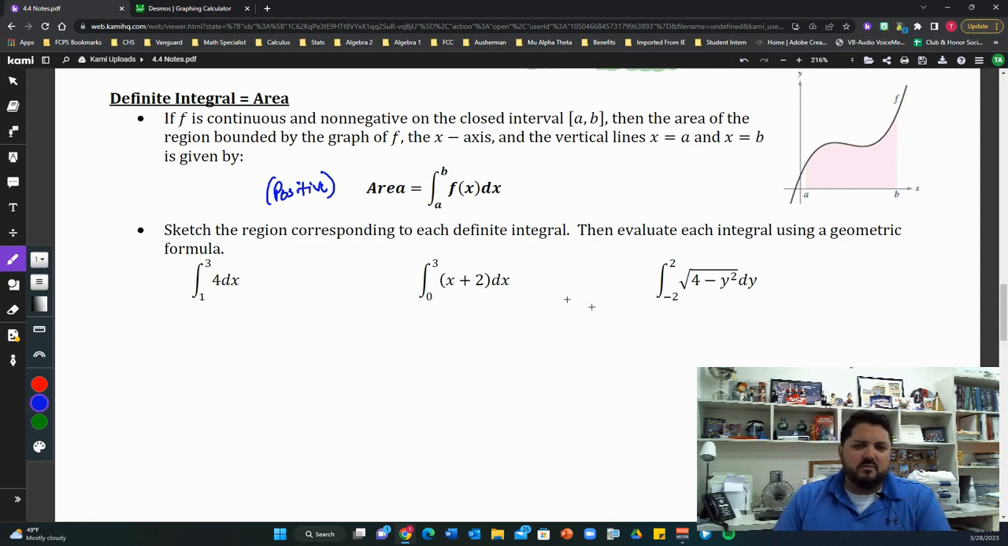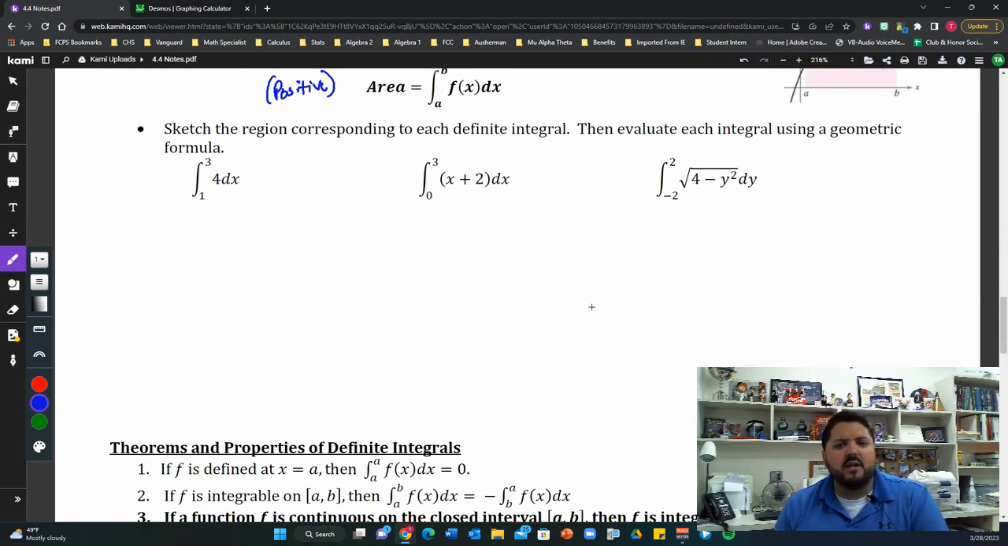Now, some of these regions, again, are created by basic geometric functions, or functions that make basic geometric shapes. So to evaluate these, we don't always have to carry out the Riemann sums. If we have an easier method, we're always going to choose to do it the easiest way.